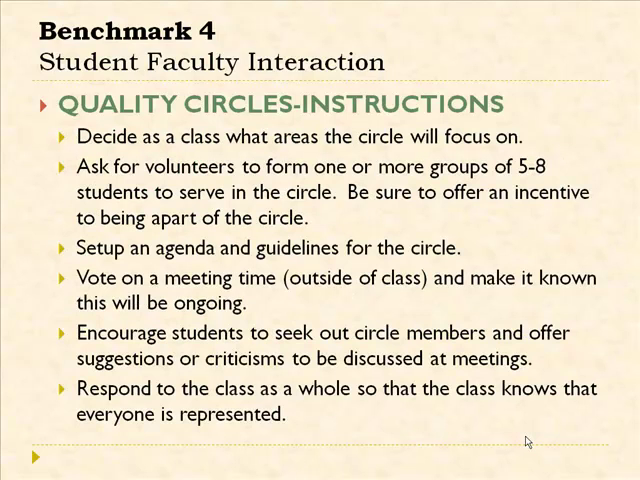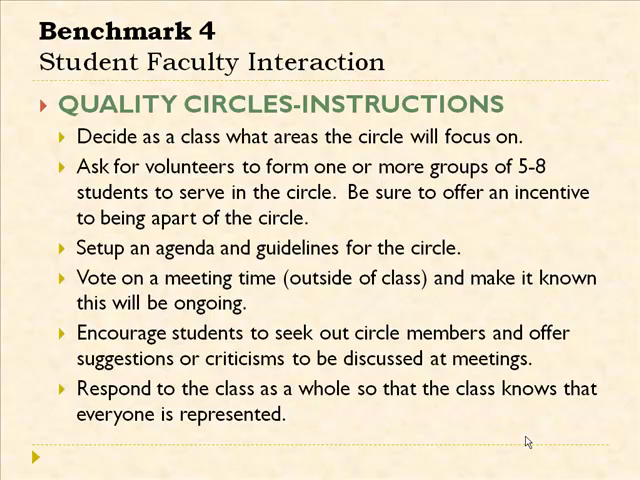So the way the circles work is that the instructor in the class would decide what areas that the circle would need to focus on. The instructor would ask for volunteers to form one or more groups of 5 to 8 students to serve in the quality circle. You're going to need to offer incentives to being a part of this circle. You could offer homework passes or extra credit points for participating, and then there'll need to be a period to set up an agenda and guidelines for the circle. A meeting time will need to be voted on because you'll need to meet with the instructor outside of class, and this would be an ongoing process.